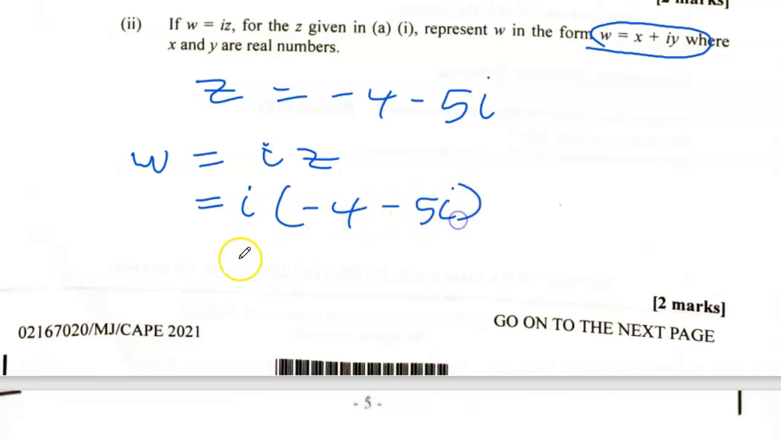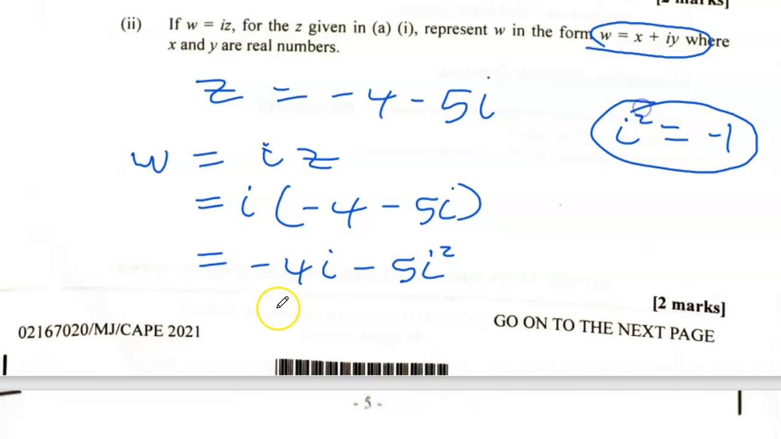So we expand the bracket. We end up with i times minus 4, that's minus 4i, and i times minus 5i, that's minus 5i squared. But remember that i squared is equal to negative 1. So we substitute minus 1 for i squared. So you'll end up with minus 4i, and then minus 5 times minus 1, that's positive 5.